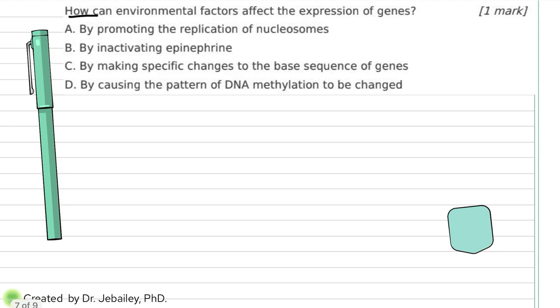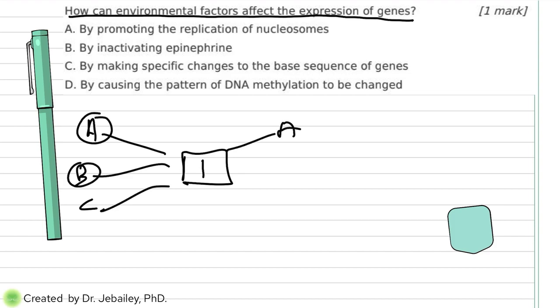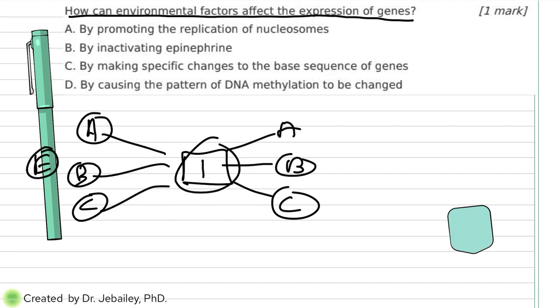Now, how can the environmental factors affect the expression of genes? Now, remember that one gene right here can have different types of stimuli. Let's say stimuli A, B, or C. One gene, if it's affected by A, it will produce A protein. If it's affected by B, it will produce B. And if it's affected by C, it will produce C. That's how the environment here can affect a gene to produce different things.